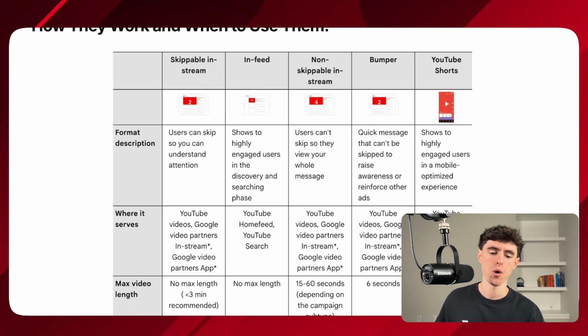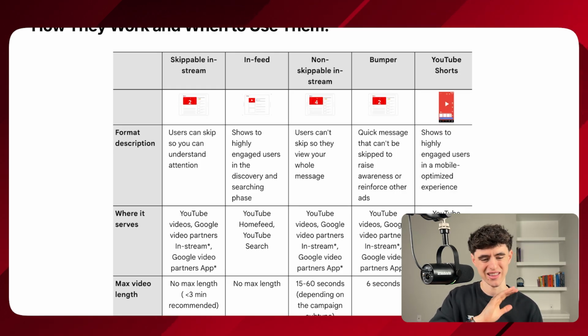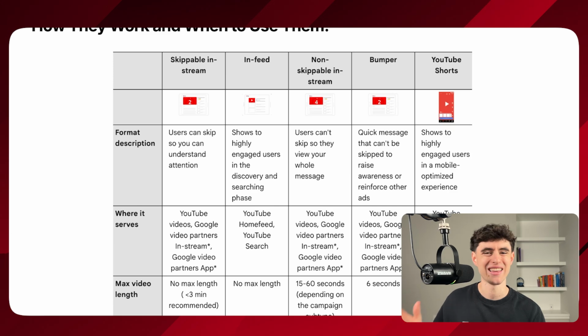And then finally, what we have are YouTube Shorts. So basically these are shown to highly engaged users in a mobile optimized experience. So it's basically the exact same thing as skippable in-stream, just on the YouTube Shorts function as well. And anything under 60 seconds is what is going to be required, obviously, because if your video is over 60 seconds, then it's going to be posted as an in-stream ad. If it's under 60 seconds, YouTube will categorize it as a short, and placing it there will qualify it for YouTube Short ads as well.